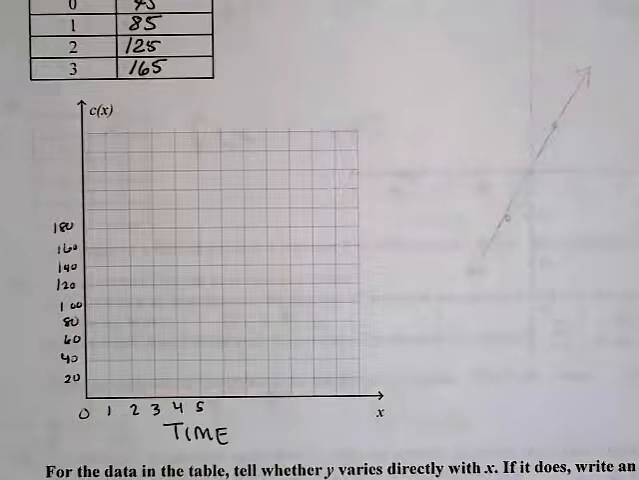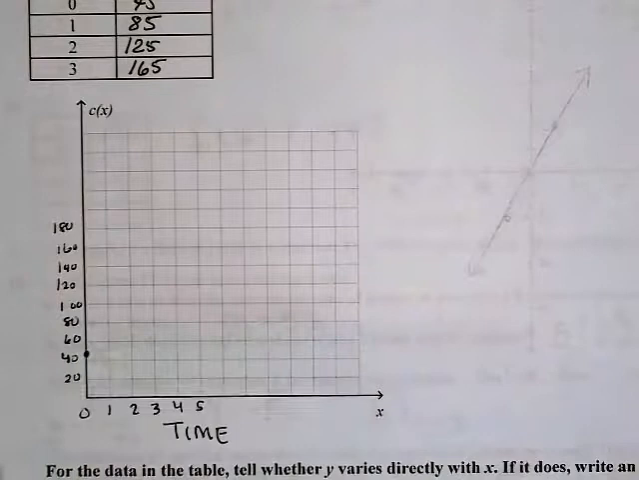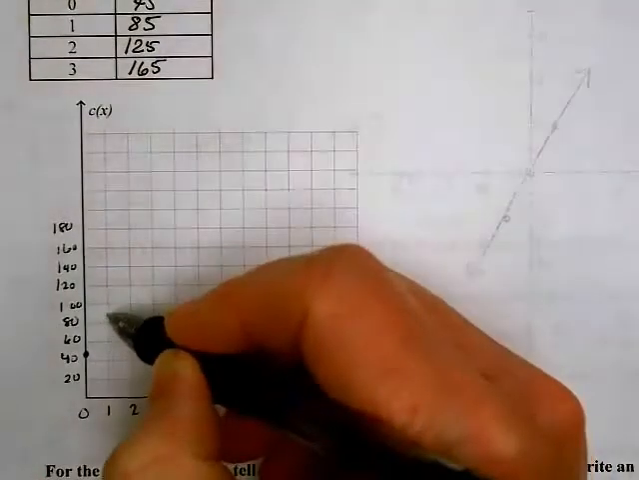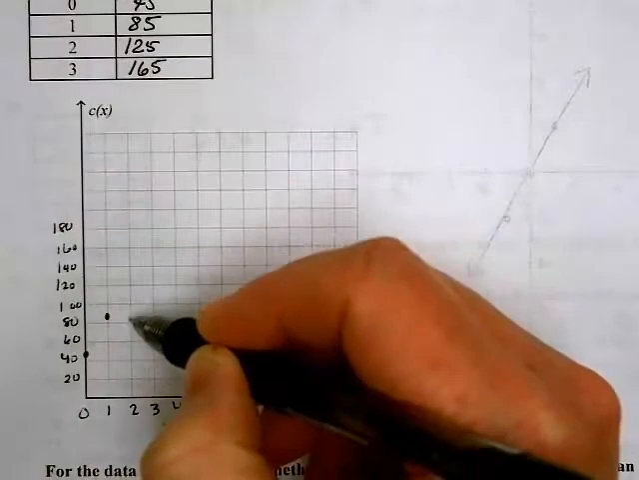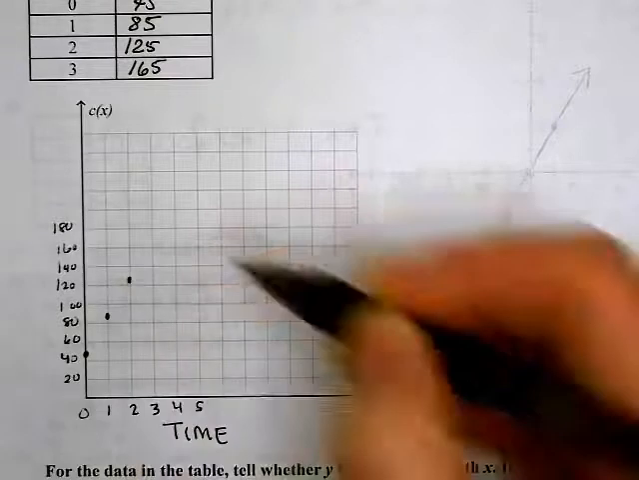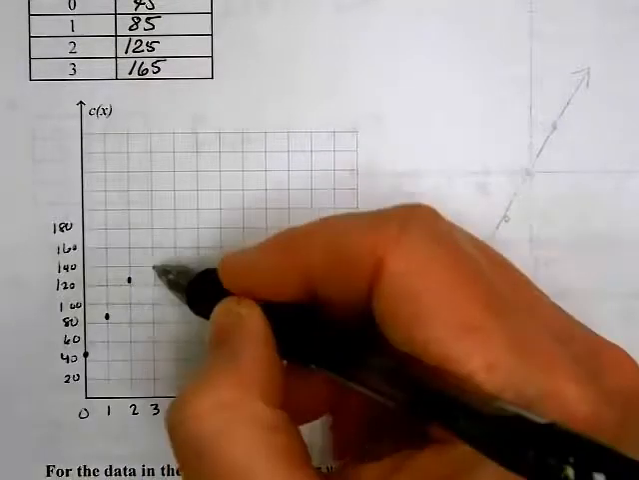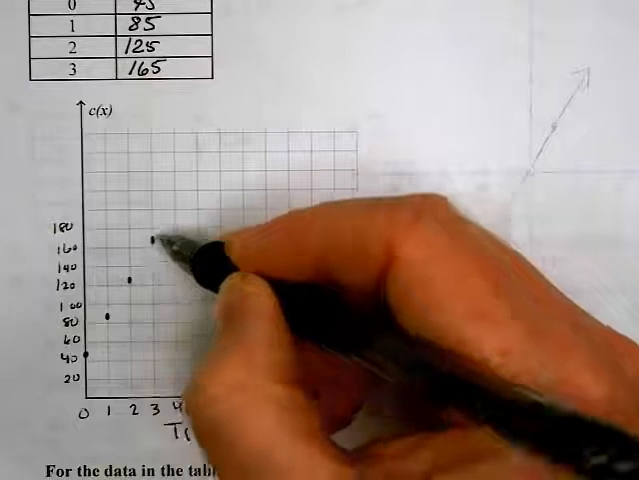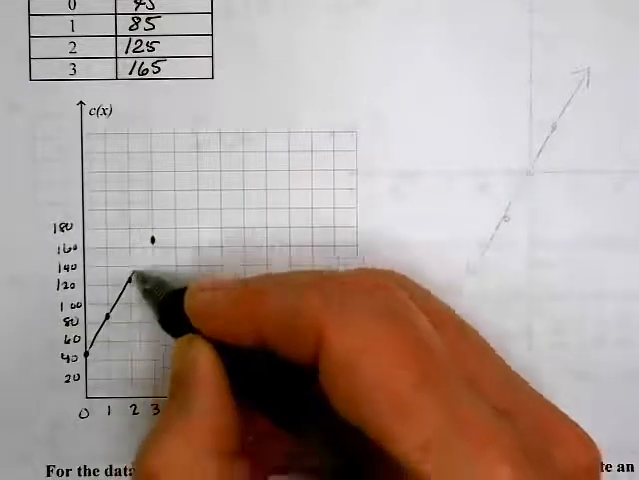Now, when the time is 0, where do you put your dot? We're at 45, so 0 is 45, just a little bit above 40. Okay? After 1 hour, where do you put your dot? 85. In 2 hours? In 3 hours? Okay.